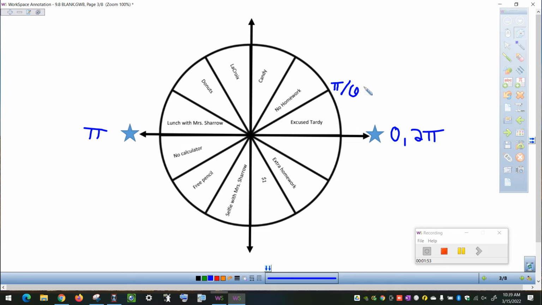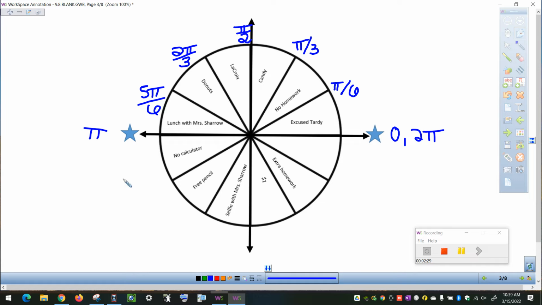Now, if we think about counting it by pi over 6 this time, the next position would technically be 2 pi over 6, but that simplifies to be pi over 3. From 2 pi over 6, at the top of our circle, we would have 3 pi over 6, but that simplifies to be pi over 2. 4 pi over 6 is the same thing as 2 pi over 3. And 5 pi over 6, we can't simplify that, so we just leave it as it is. If we were to keep going here, this label would be 6 pi over 6. Well, the 6's would just cancel, so it's pi.